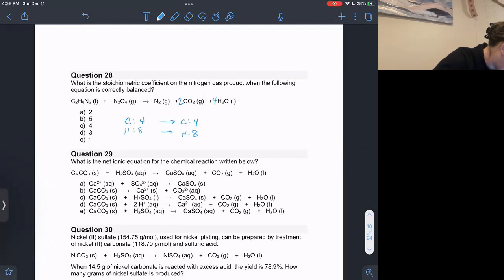Okay, so then how many oxygens do I have now? So I have 4 oxygens, 4 oxygens. I have 8 total oxygens. Okay, so oxygen is 8. So I have 2. So this needs to be 2. And then now that's 8. And then I have 4, 6. Okay, so this needs to be 3.